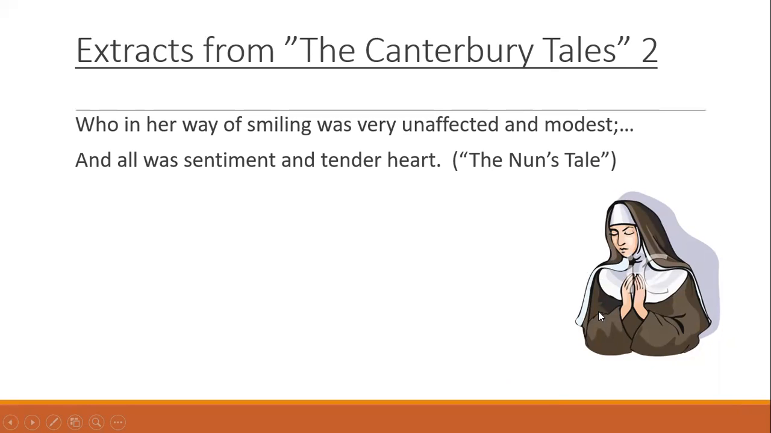Now, this is a nun. You know the word nun. We discussed it before. This is a nun, and we are going to talk about what the nun said or described in the Canterbury Tales. Now, who in her way of smiling was very unaffected and modest, and all was sentiment and tender heart. This is the nun's tale.